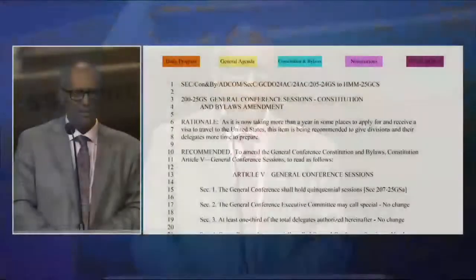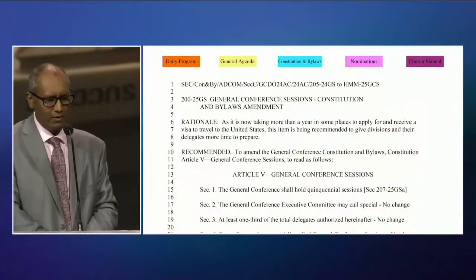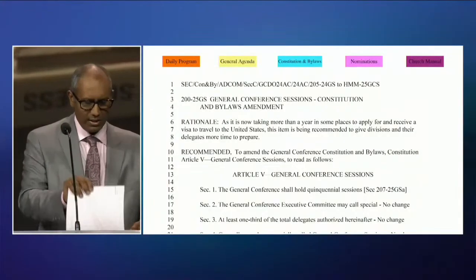We are on the Constitution and Bylaws agenda, items 201 to 206. So this is where we are. If you are ready, Mr. Chairman, I would like to start handling item 201, and I will kindly ask that we are taken to item 201. Very good. So what are we doing here?